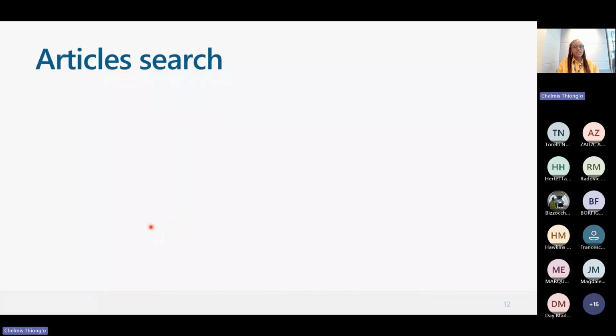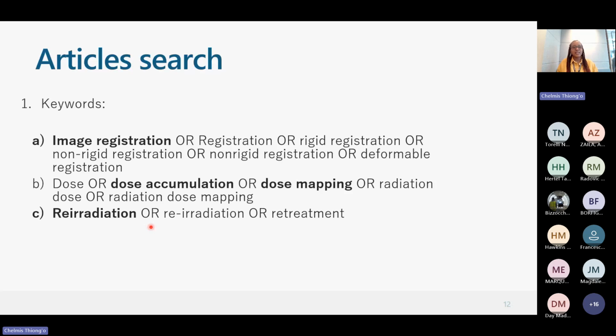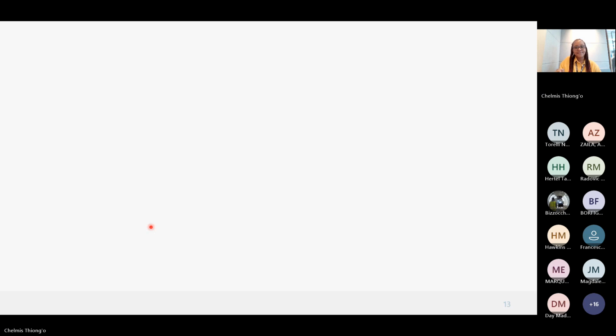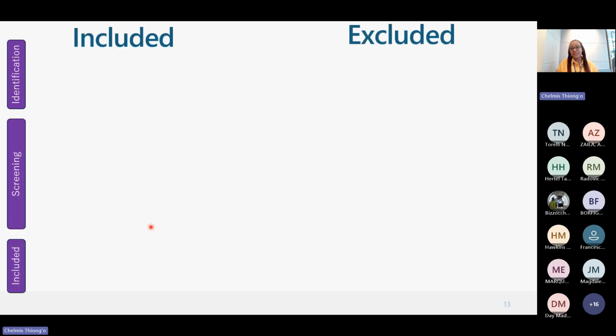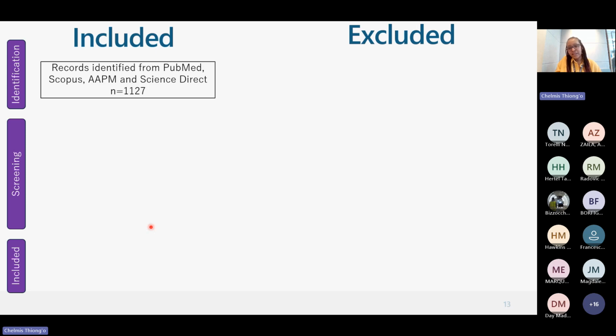Article search. The article search included those containing image registration, dose mapping or dose accumulation, and re-radiation, or other variations of these keywords. We then embarked on a process to select relevant articles. We identified 1,127 articles to begin with.